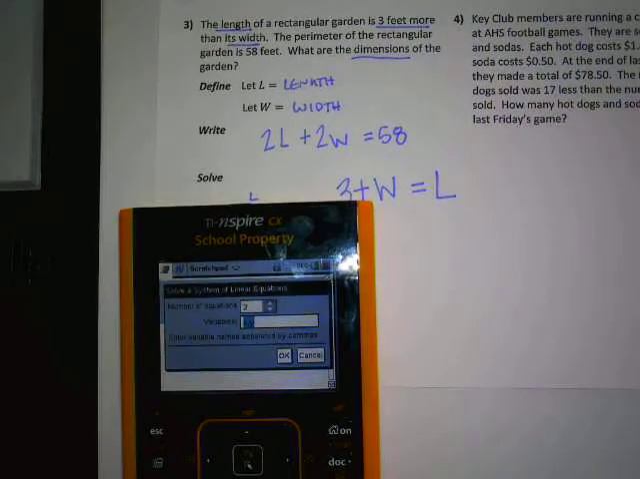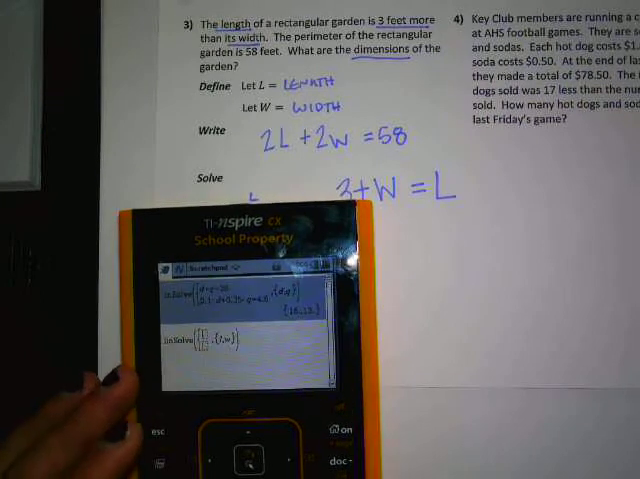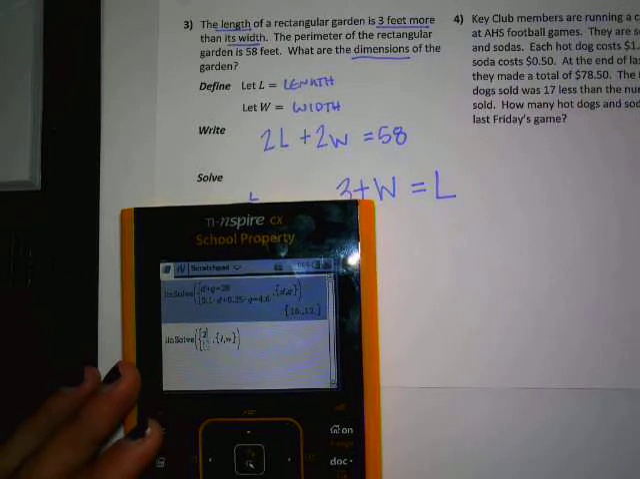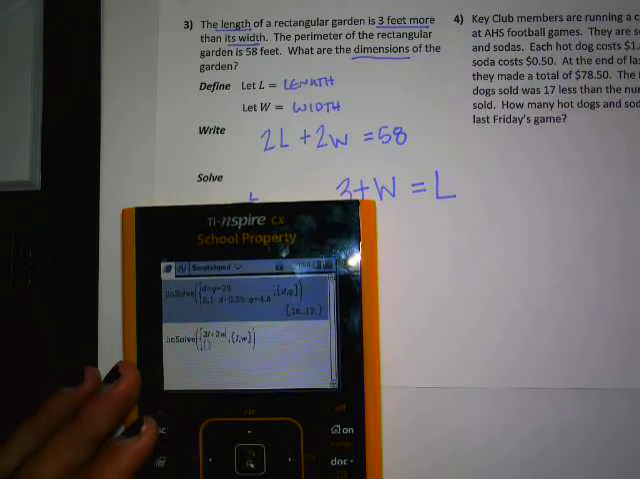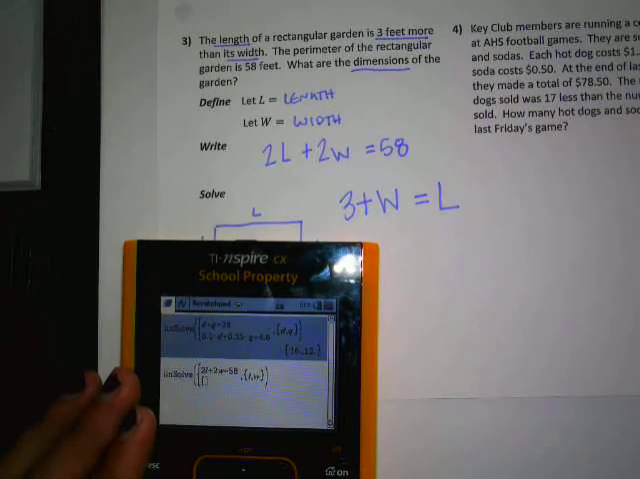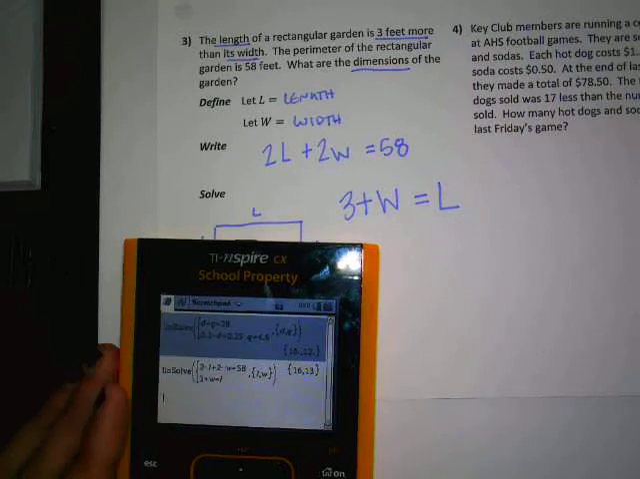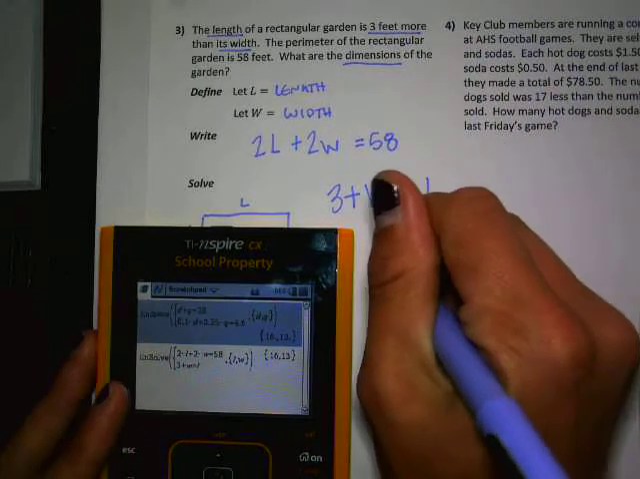All right, so when I try to figure out the length and the width, I'm going to plug it in my calculator. Length, comma, width, 2L plus 2W equals 58. 3 plus W equals L. Hit enter.